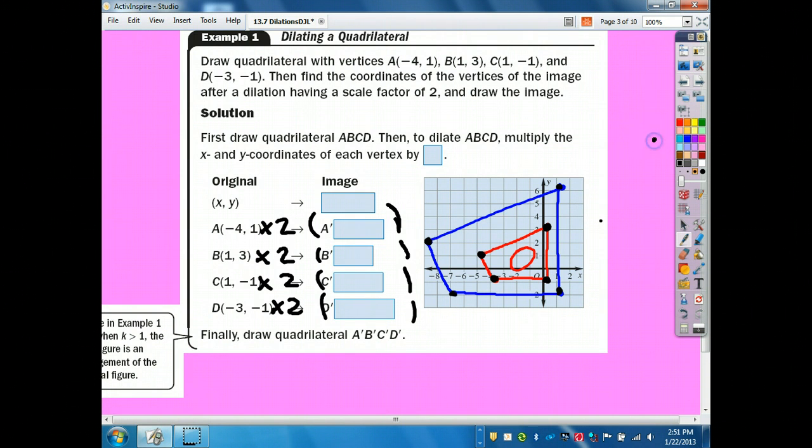All right, first thing I want you to do, I already have mine on here, my original. So will you please plot your original quadrilateral on the graph so it matches mine, using the points given in the directions. All right, give you a couple seconds to plot that. So plot this original.